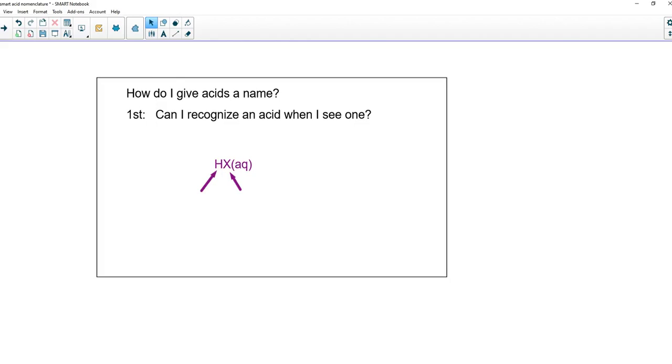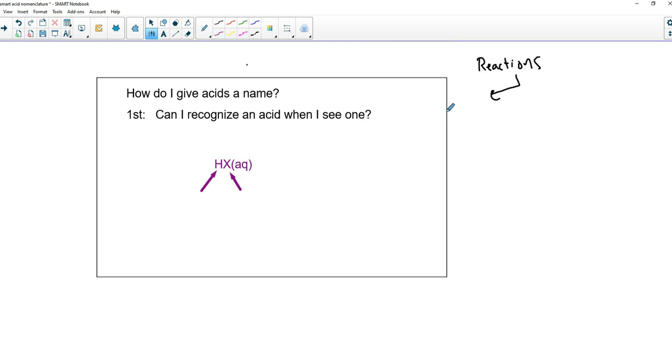Good afternoon, this is Schweitzer, and we're looking at setting up a little smart notes on acids and nomenclature of acids. You'll find that this is a chapter on reactions, and we're going to be using acids obviously. So we want to know a couple things about them and feel comfortable using them when we're ready to go here. So anyways, how do I give acids a name, and can I recognize one when I see one? That's our overall goal here.